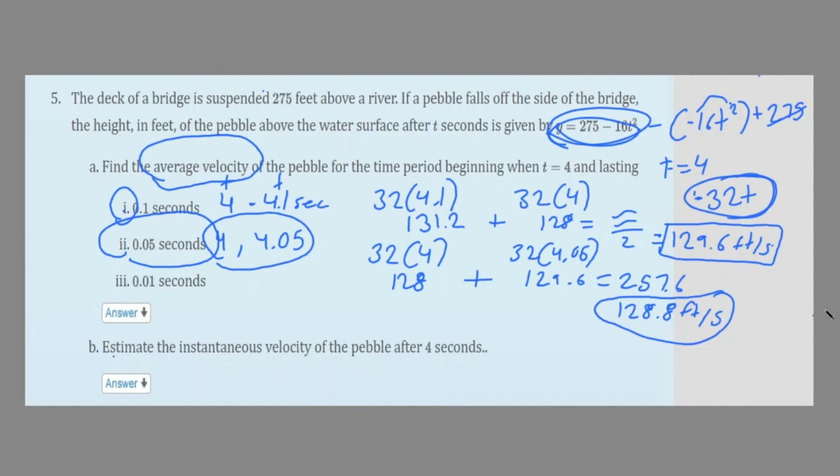For this, we have to estimate the instantaneous velocity of the pebble after 4 seconds. The good thing is that we have the instantaneous velocity equation, which is 32t. So we could estimate it. As you see, the numbers go down, getting closer to 128. But also, if we plug in 32 times 4, with t as 4, it just gives us 128 feet per second. So it's just a simple plug-in, and that's how you do B.